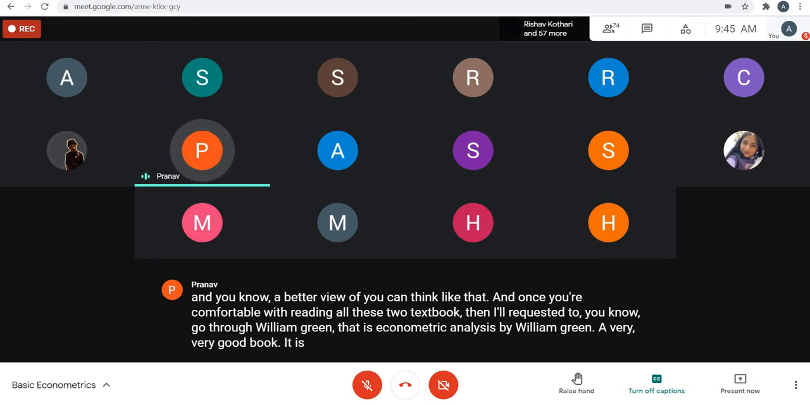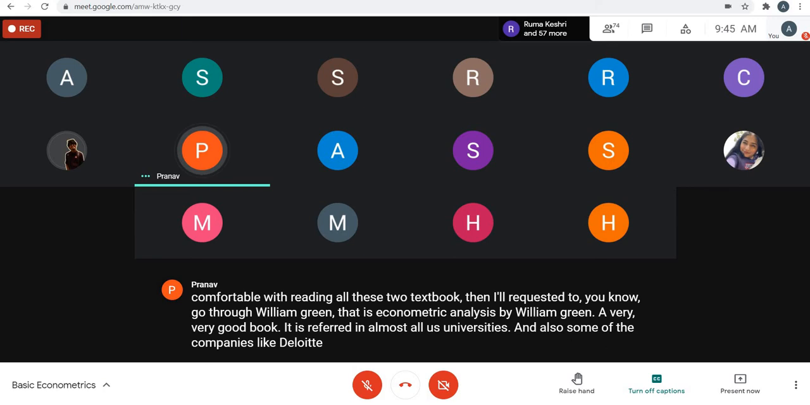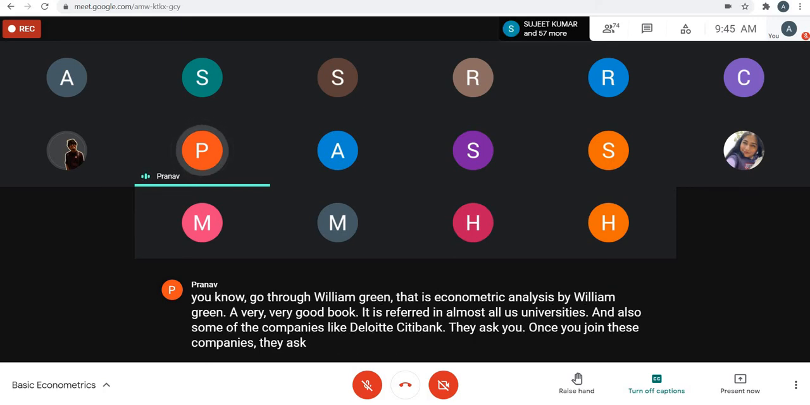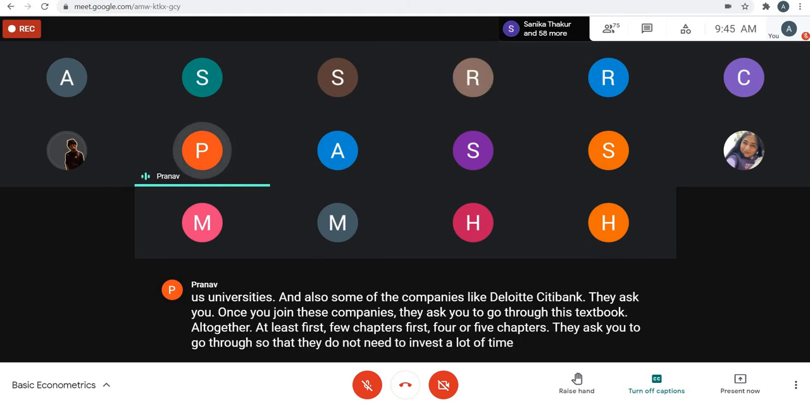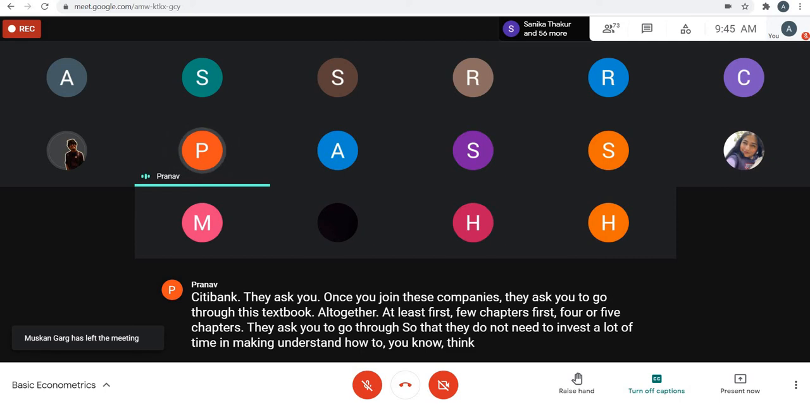It is referred to in almost all US universities, and also some companies like Deloitte and Citibank ask you, once you join, to go through this textbook. At least the first 4 or 5 chapters, so that they do not need to invest a lot of time in making you understand how to think about these econometric applications.